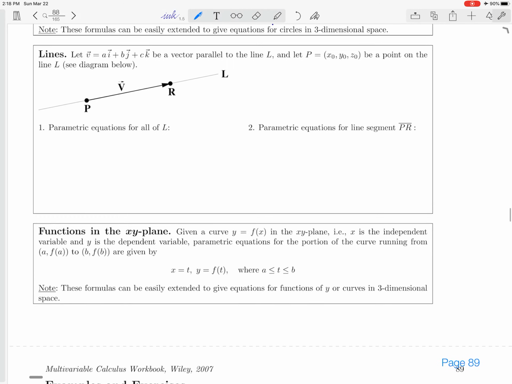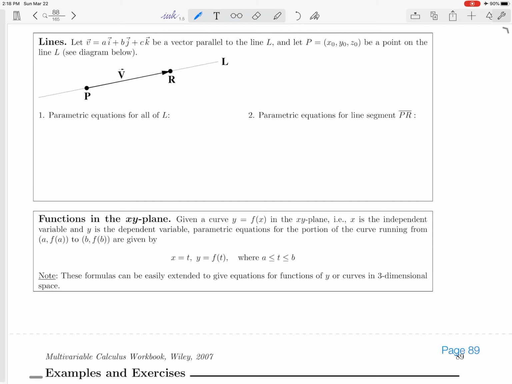We also saw how to parameterize lines. And to describe a line using parametric equations, we need a starting point. Let's call that point x0, y0, z0. It can be any point on the line. And we need a vector that is parallel to the line. So let's call that vector v right here. And so our point P is x0, y0, z0. And then we are moving parallel to vector v.